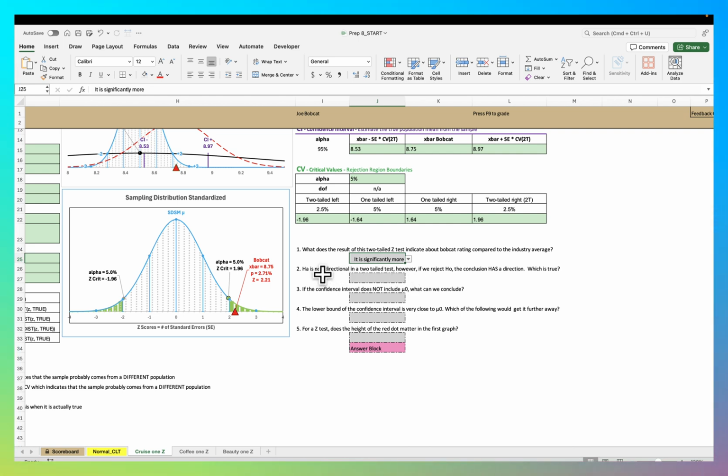HA, meaning the alternative hypothesis, is non-directional in a two-tailed test. However, if we reject H0, the conclusion has a direction. So which is true about our current situation? The alternative hypothesis that we originally started out with was this one, right? That they're not equal, because remember, the H0 is that they are equal. So the alternative was they're not equal. In other words, they're different.